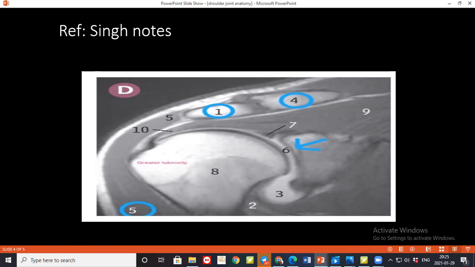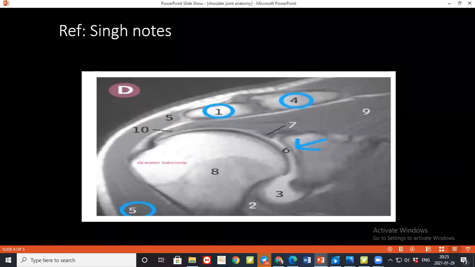And there is also the triangular interval, with the long head of the triceps medially, the teres major superiorly, and the humerus laterally. It includes the radial nerve and the profunda brachii vessels.